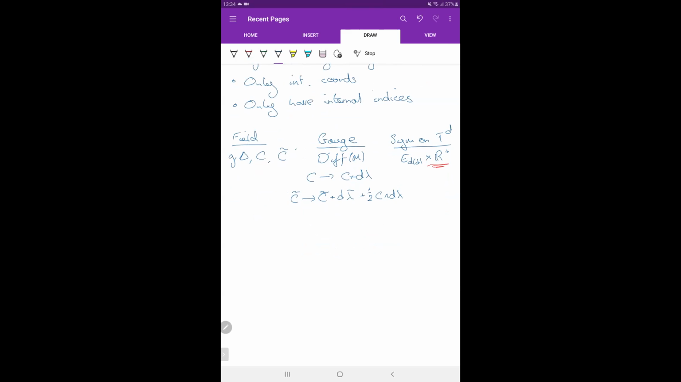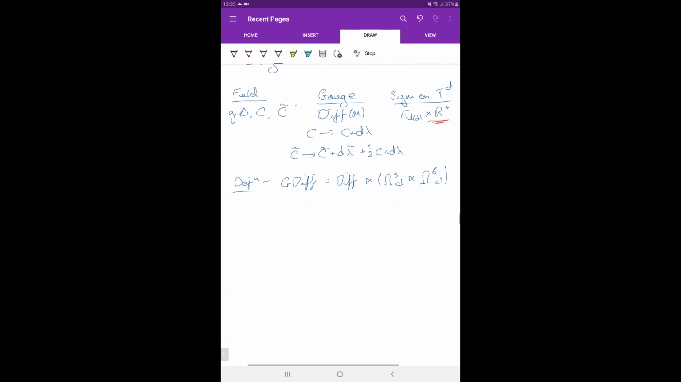So what are the generalized diffeomorphisms in this case? The G-diffs are the semi-direct product of diffeomorphisms, closed 3 forms, and closed 6 forms. So we see it's a very similar structure, but just slightly different form fields and closed gauge structures. And we want an EDD cross R plus structure.